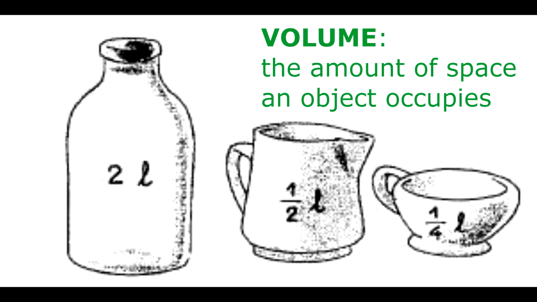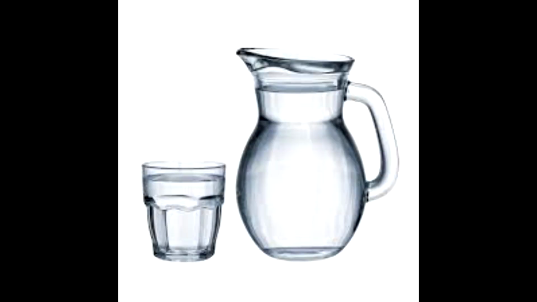Now guys, we are going to see the volume. The volume is the amount of space that an object occupies. We can measure the volume with jugs or maybe cups. We can also use liters. For example, how much volume is there in these two objects? Maybe in the glass of water or maybe in the pitcher of water. What do you think, guys?